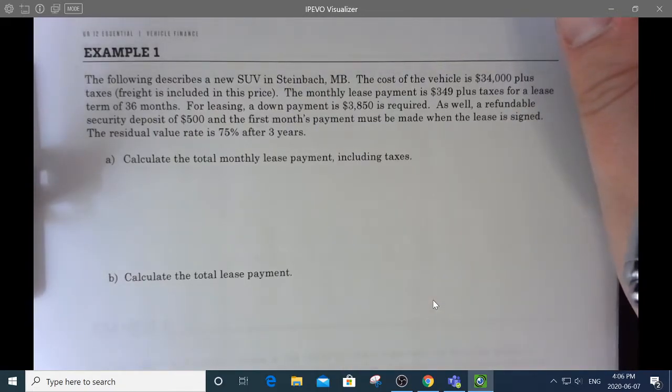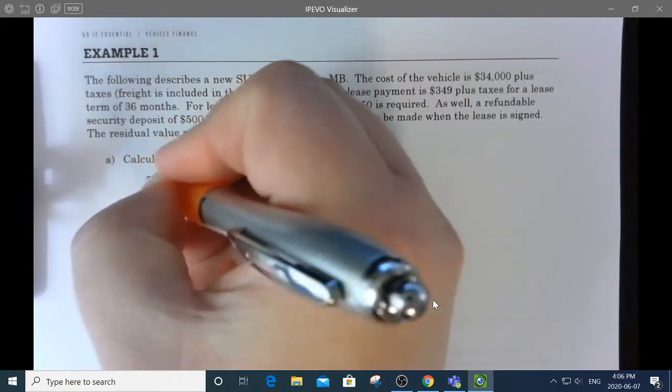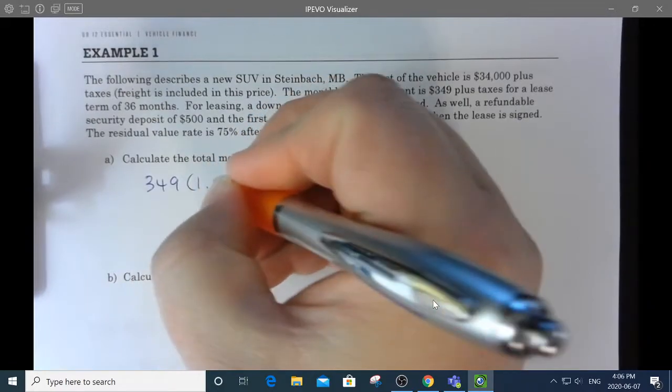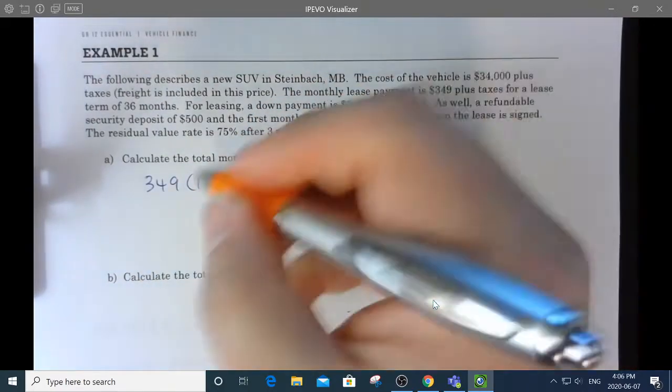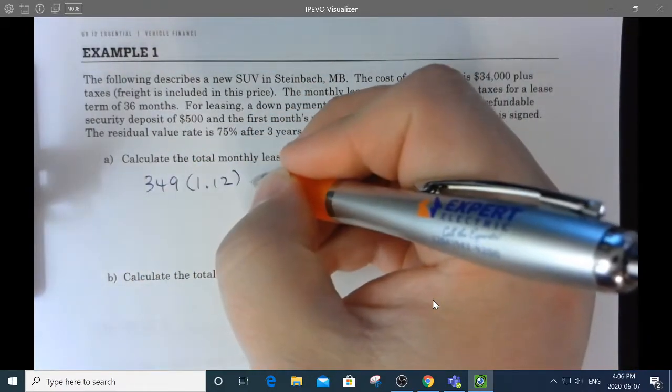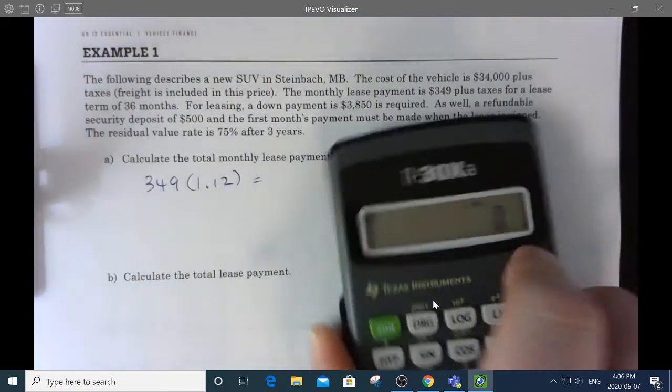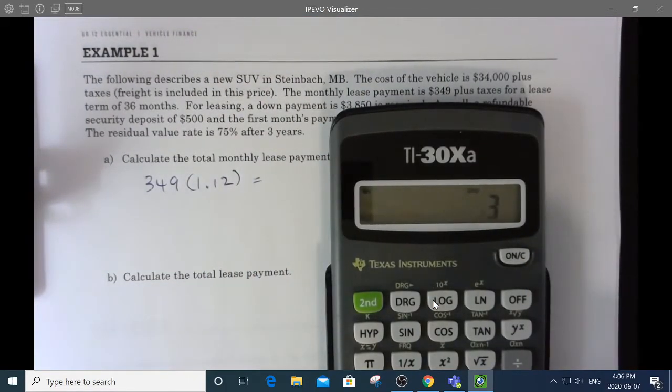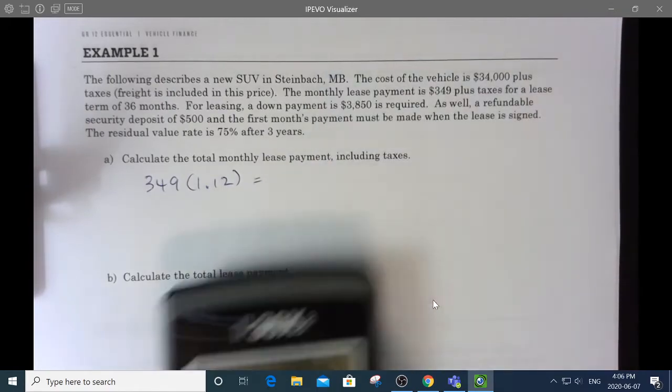So for A, calculate the total monthly lease payment including taxes. Okay, so it's $349. You pay PST and GST, which is 12%. So I want 112% of $349, which is 1.12 times 349. Boom, $390.88.